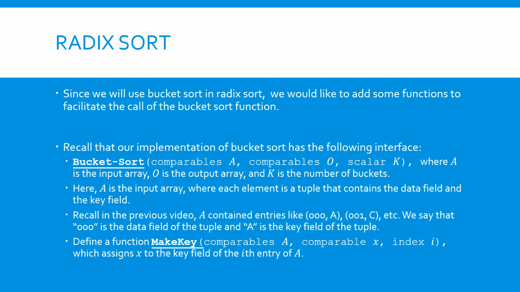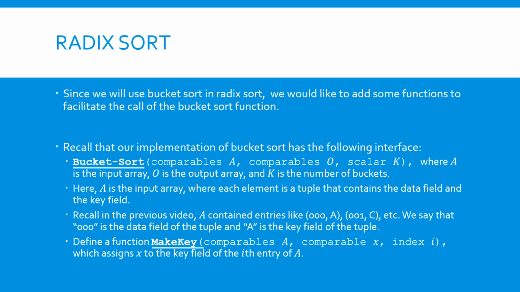Now, let's write the pseudocode for the LSDF radix sort algorithm. We first define two functions. The first one is the bucket sort function. It takes three parameters: the input array A, output array O, and the number of key information categories, K. Each entry of the input array A contains two fields, the data field and the key information field.